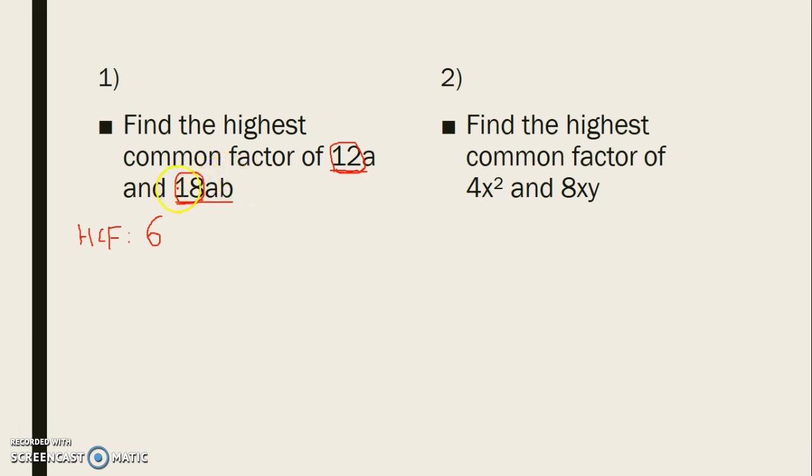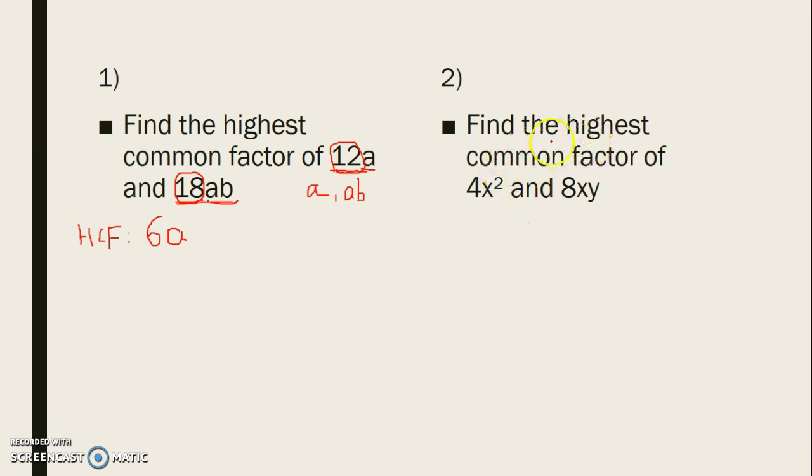6 is the highest common factor of 12 and 18, because 6 can go into 12 evenly and into 18 evenly, because 6 times 2 is 12 and 6 times 3 is 18. Next, let's look at the variable a, and over here I have a times b. What do you reckon the common factor of a and ab is? It's a, because a can go evenly into a, and it can also go evenly into a times b.